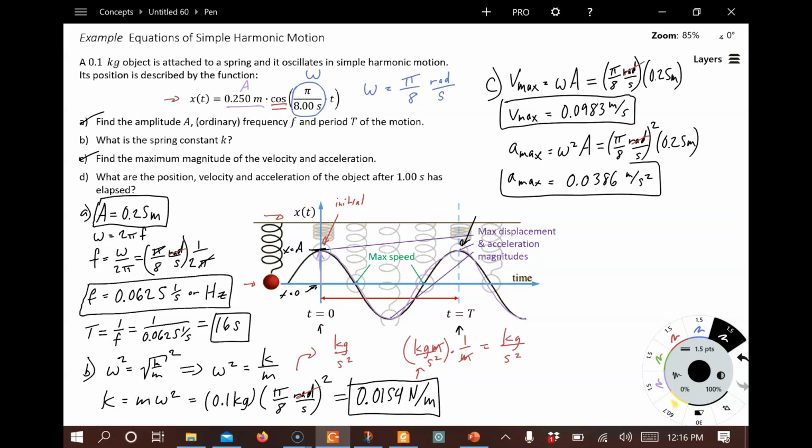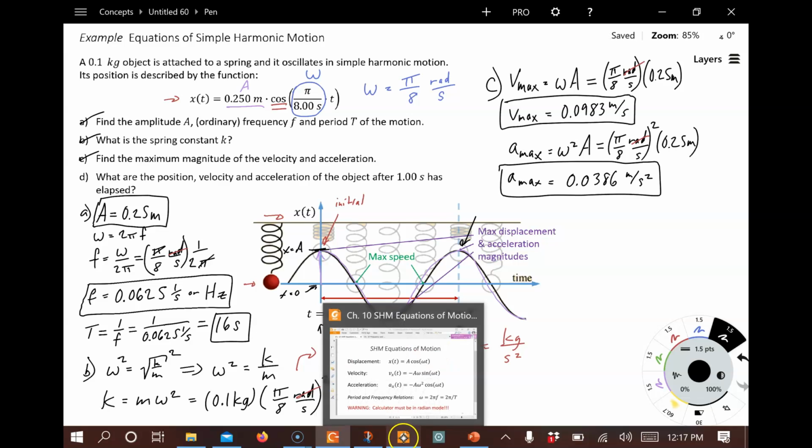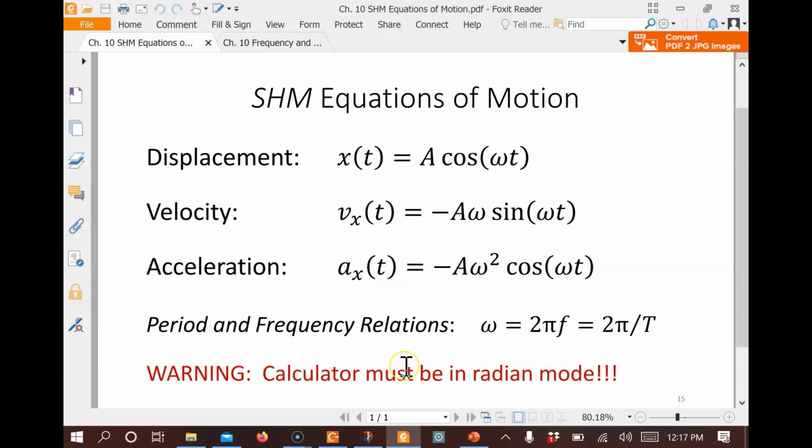Finally, we're going to look at part D here. What are the position, velocity, and acceleration of the object after 1 second has elapsed? Well, what I want to do is set up specific equations for this problem that take the form shown here. We already know what x is. We can write down the velocity and acceleration equations now because we know A and omega. Let's go ahead and do that real quick.